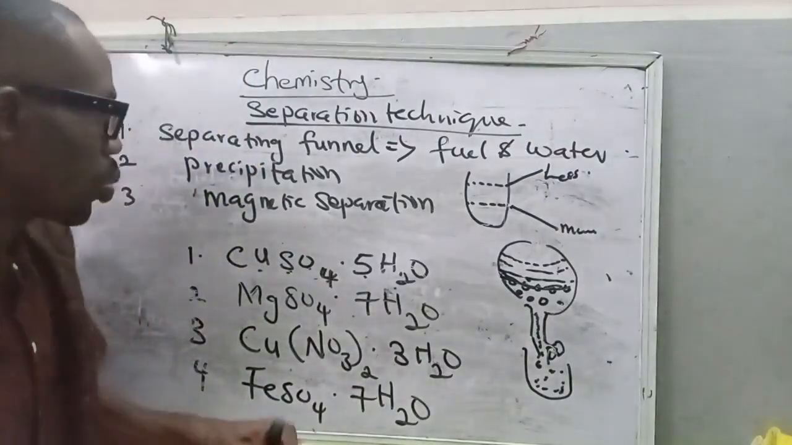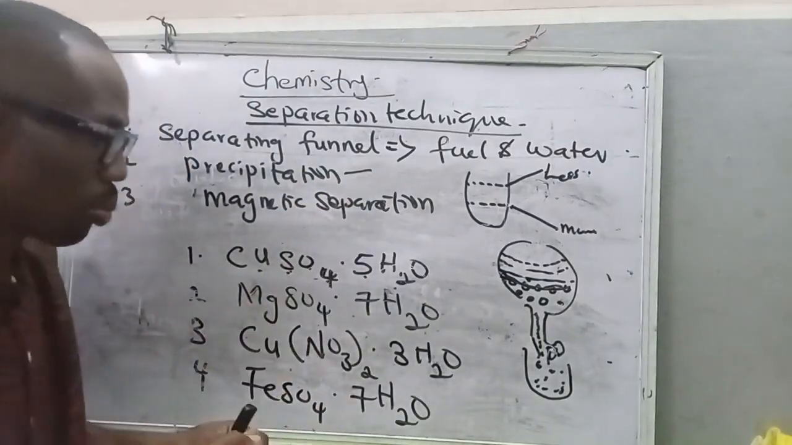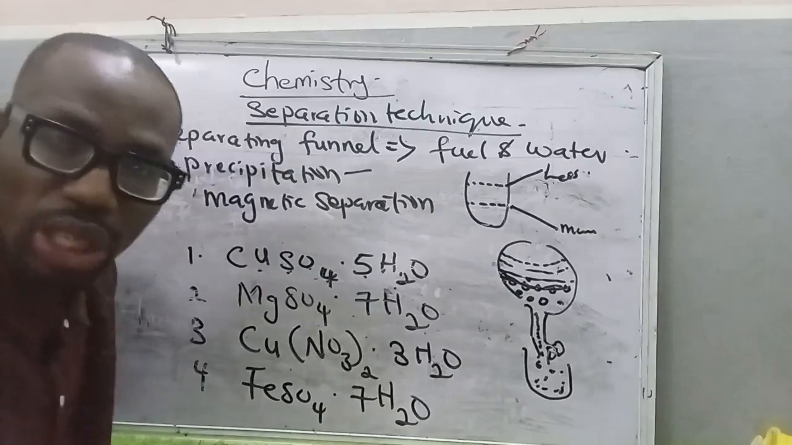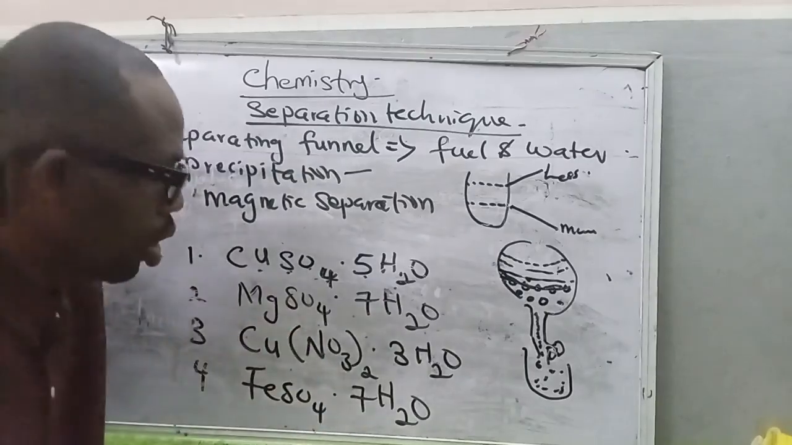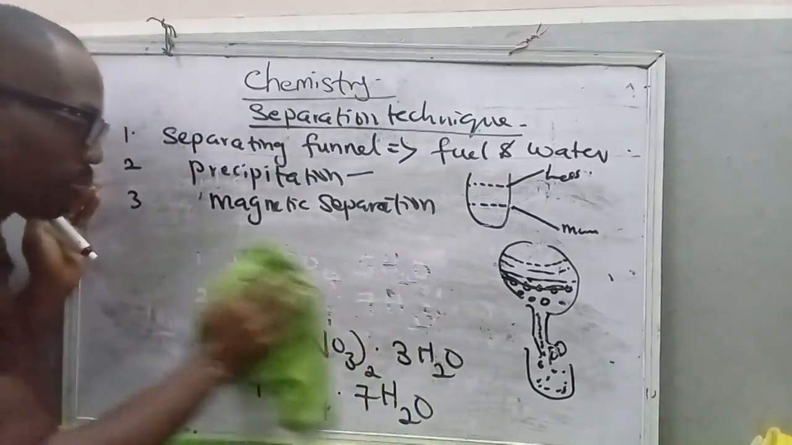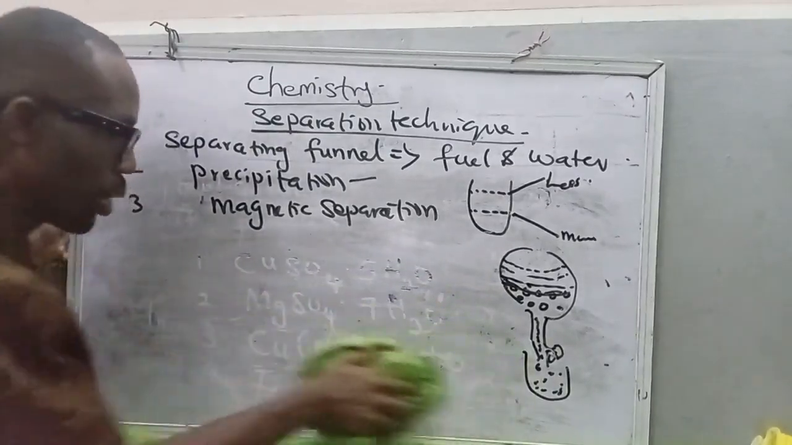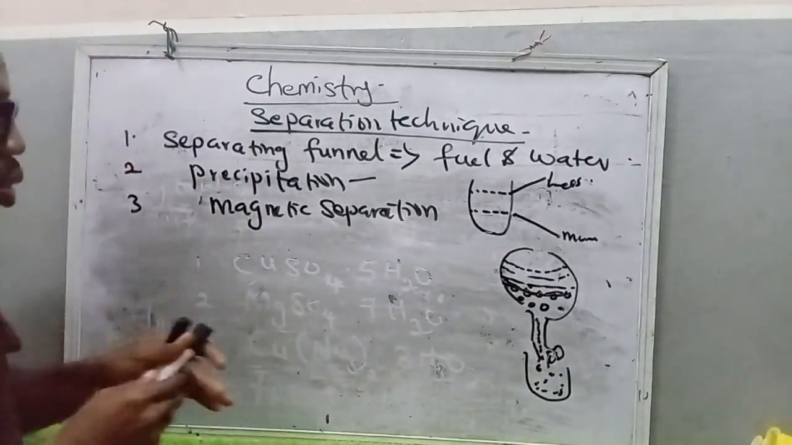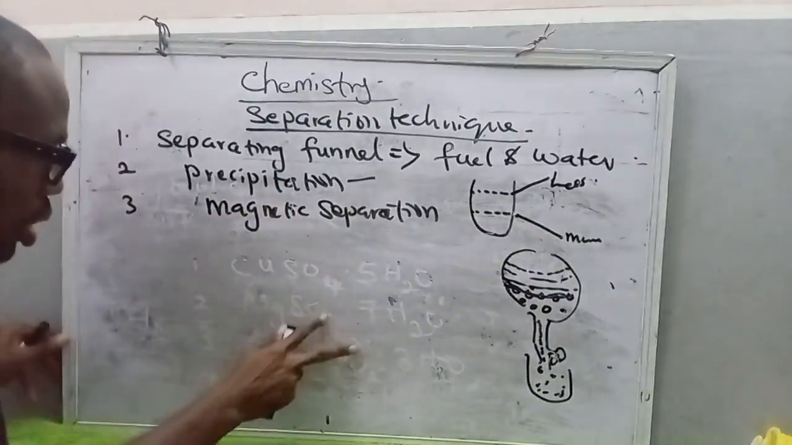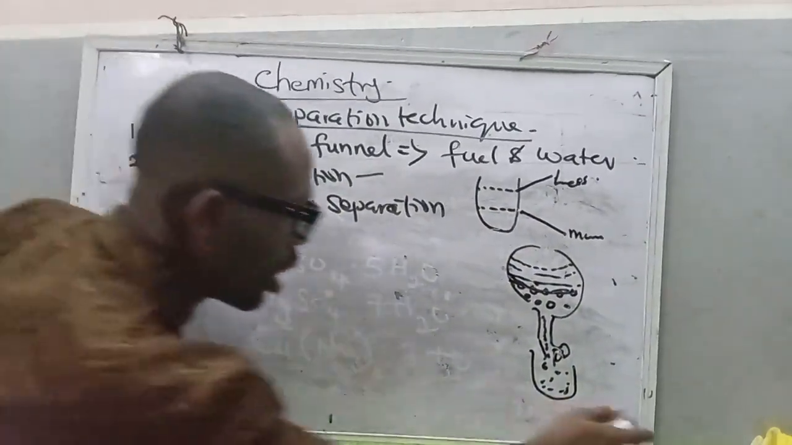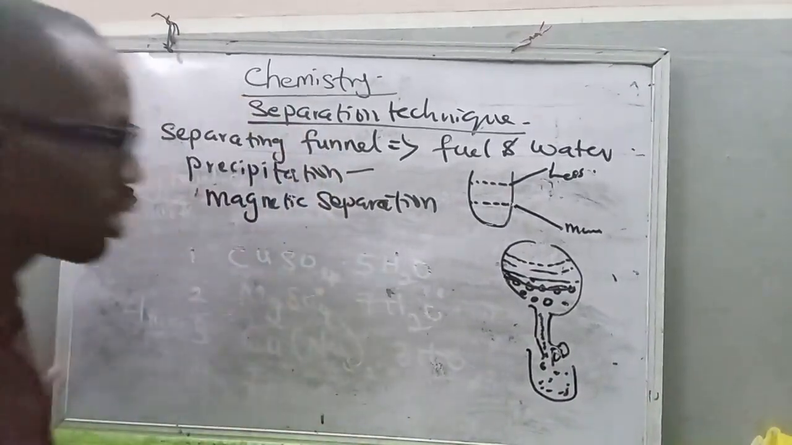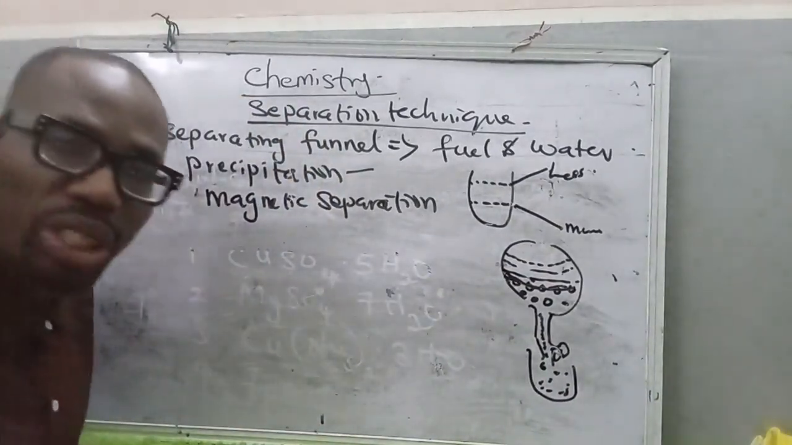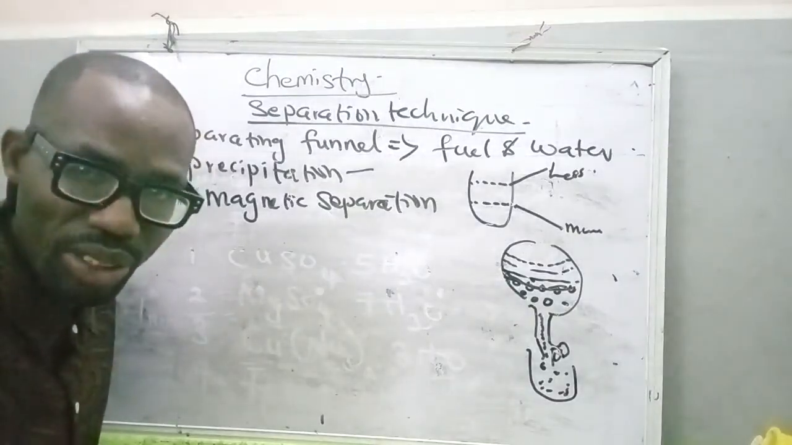Okay, the next one is precipitation. So I'm going to clean this space to just do that. I believe you have written this down. So what is precipitation? Precipitation is a kind of separation technique that deals with separating a salt that has different solubilities in two mixable liquids. Are you seeing it now?